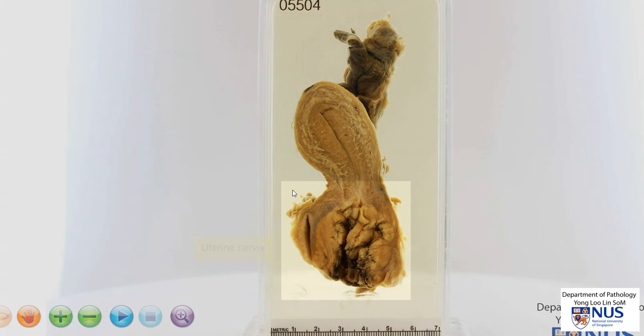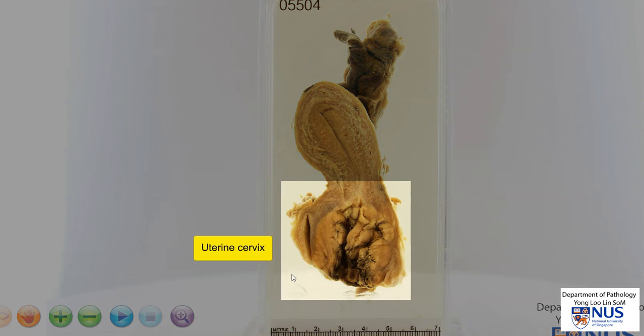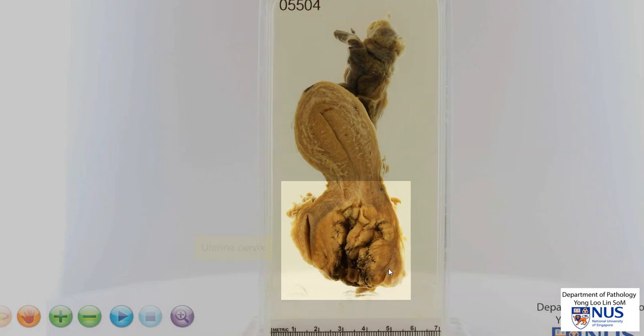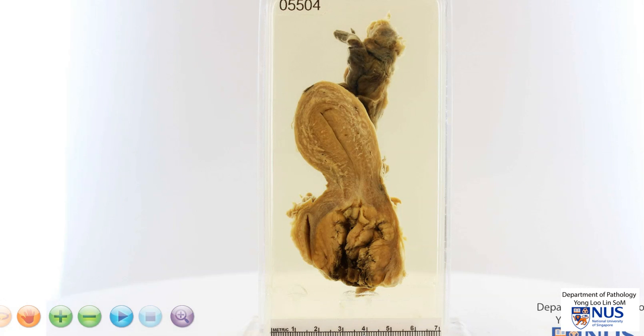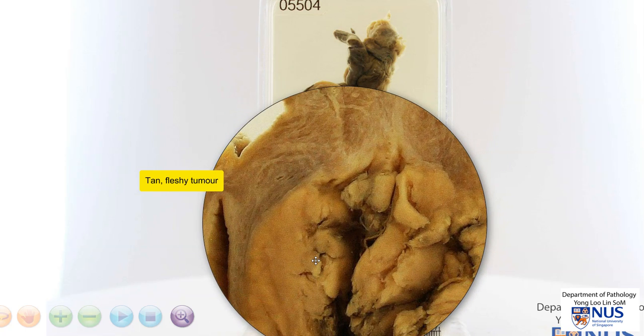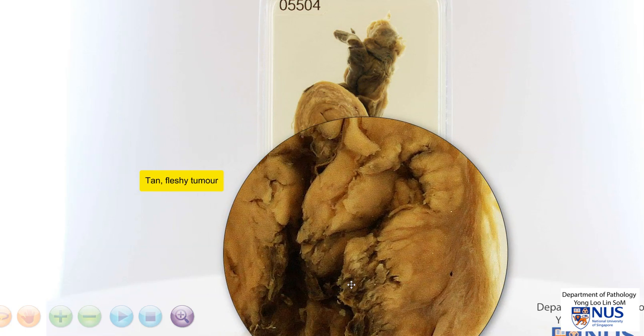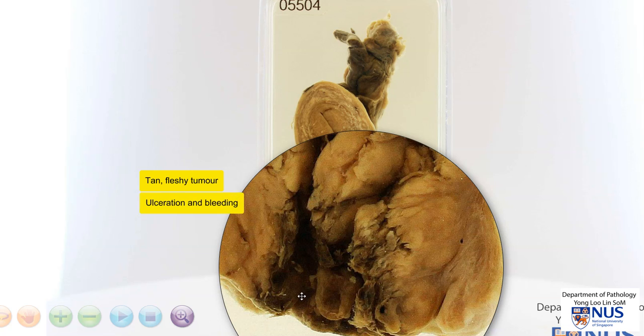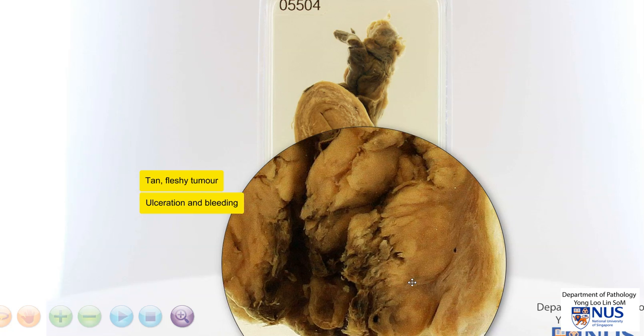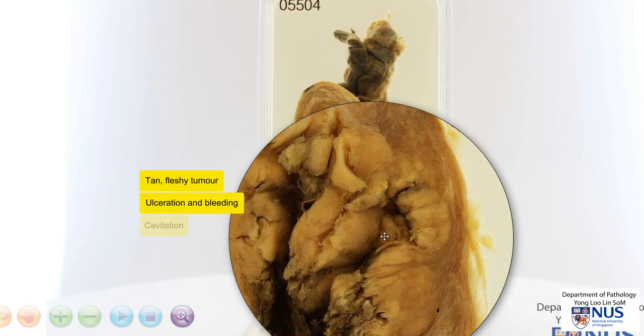The main pathology is actually in the uterine cervix over here. And we can see that there is a large mass that measures about 3.5 centimeters in maximal dimension. It is tan. It has a fleshy cut surface, and on the ectocervical surface, we can see that there is ulceration and hemorrhage. And there appear to be some areas of cavitation as well. This is likely due to necrosis.